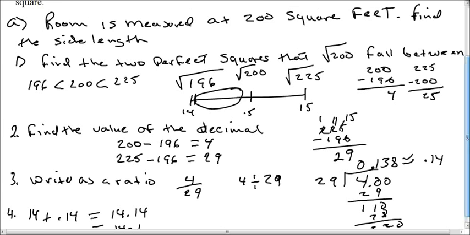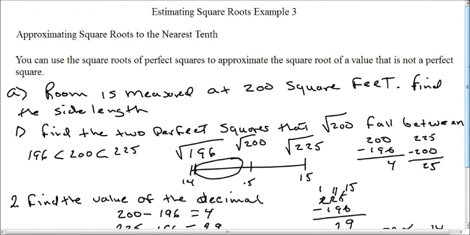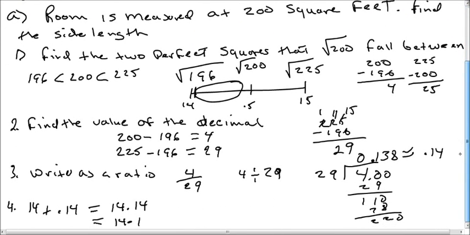So make sure that you understand when we added one step, we looked at the difference between the given number and the lower perfect square, which was 4, and then we looked at the difference between the two actual perfect squares, and we got 29, and then we wrote it as a ratio and divided, and then we were able to add and come up with 14.1. But we'll work a couple more problems and make sure you get a good concept of this, and then we'll move on.